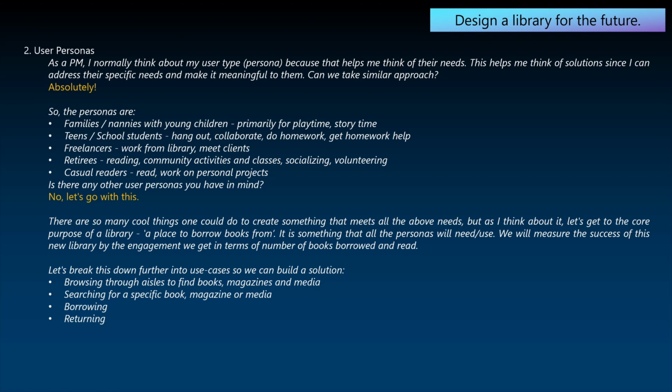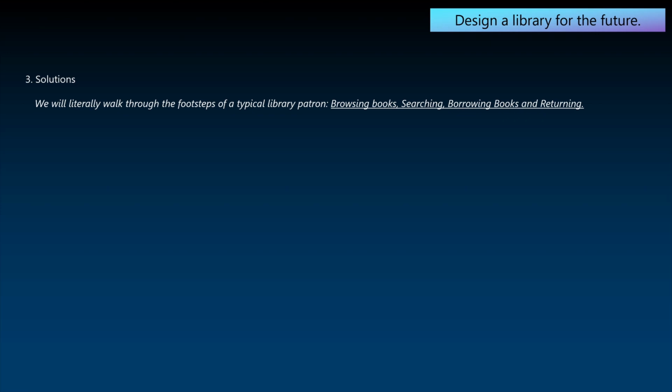Now, once you have identified or defined the user problems you're trying to solve, it's time to generate certain solutions. So first, for each of the user problems you have identified, you should generate potential solutions. So again, my approach would be to literally walk through the footsteps of a typical library patron. He starts his journey by browsing different books, then he goes ahead and searches for these different books. Eventually he'll borrow a particular book, and finally he returns that particular book. Now post this, I'll go ahead and list down certain solutions.